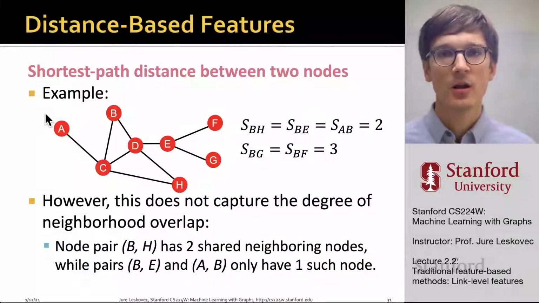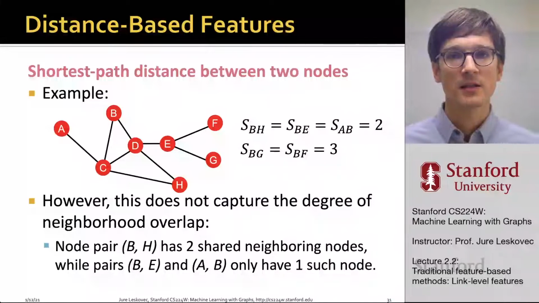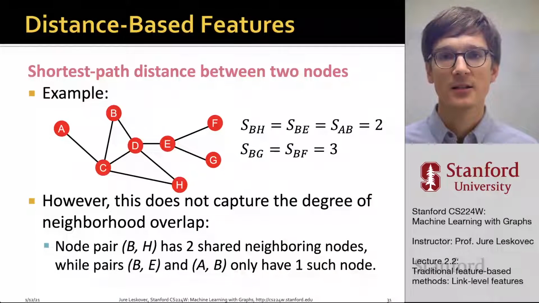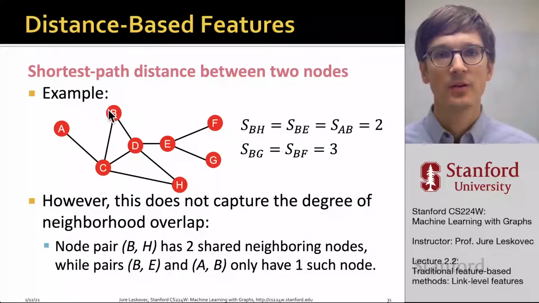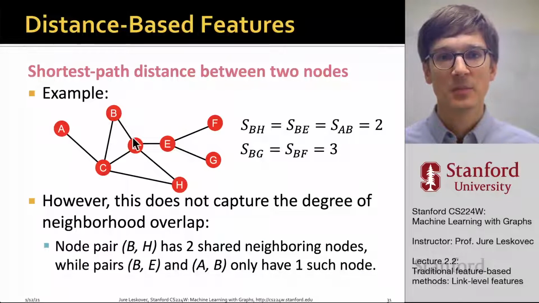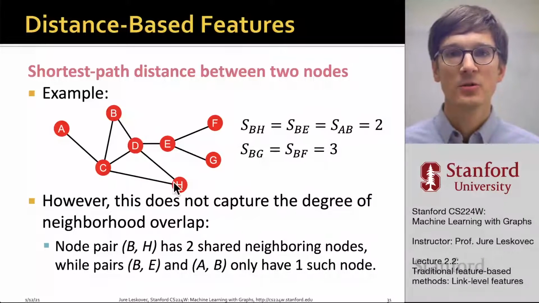So first, we talk about distance-based features. This is very natural. We can think about the shortest path distance between the two nodes and characterize it this way. So for example, if we have nodes B and H, then the shortest path length between them equals 2. So the value of this feature would be equal to 2.